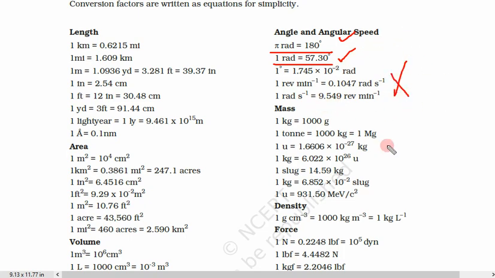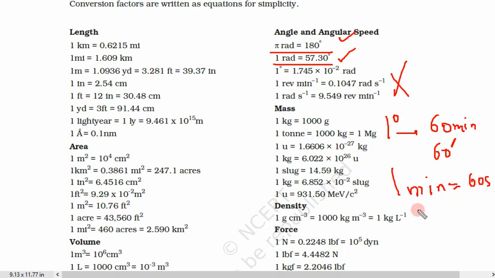One more conversion you must know is that 1 degree is equal to 60 minutes, and the symbol of minute is a single comma. Okay, 1 minute is equal to 60 seconds, and the symbol of second is a double comma. Okay, so these are also useful conversions, this and these two.